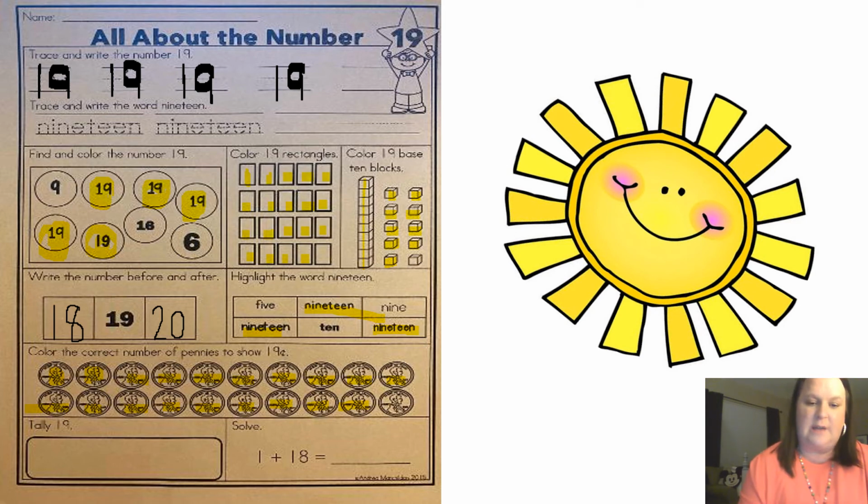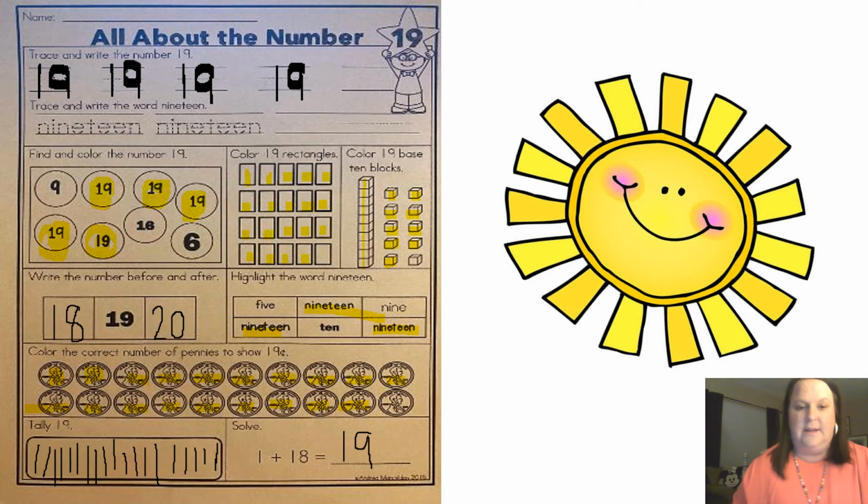Okay, in the last block down here at the bottom, we're going to do tally marks, and those are just lines. 1, 2, 3, 4, 5, 6, 7, 8, 9, 10, 11, 12, 13, 14, 15, 16, 17, 18, 19. All right, and if we have 18 and we add one more, what do we have? 19. We have 19. Good job on that. Let's go back through and see what we got next.